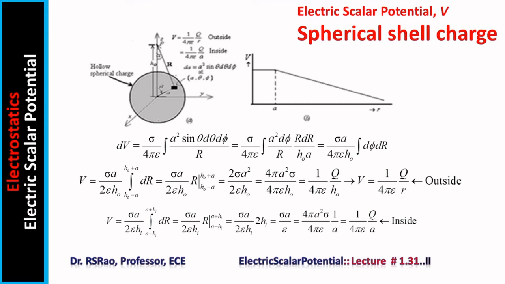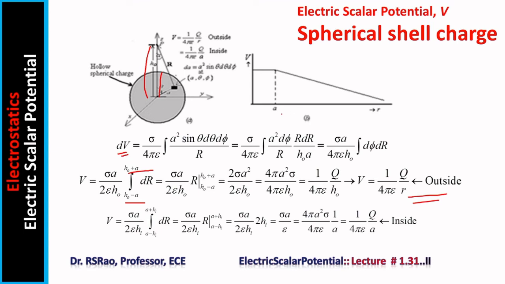So this is the charge distribution. This is the source point, the differential area. This is the field point. First he is evaluating potential due to the charge within the differential area, and then he is evaluating potential due to the entire spherical shell. So this is the formula when the field point is outside. Integration is from h naught minus a to h naught plus a. This is h naught, and this is a. With these limits, the entire spherical surface is covered.